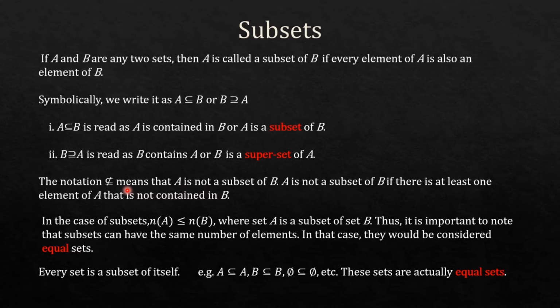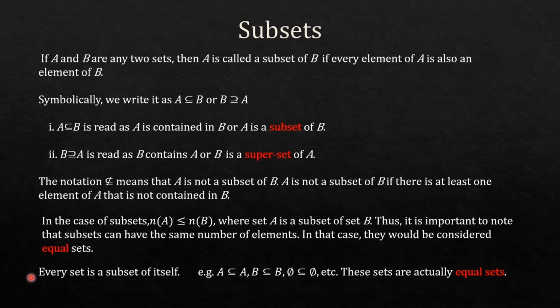A is not a subset of B if there is at least one element of A that is not contained in B. In the case of subsets, the cardinal number of A is less than or equal to the cardinal number of B, where set A is a subset of set B. Thus, it is important to note that subsets can have the same number of elements. In that case, they would be considered equal sets, and you've already studied the topic of equal sets.